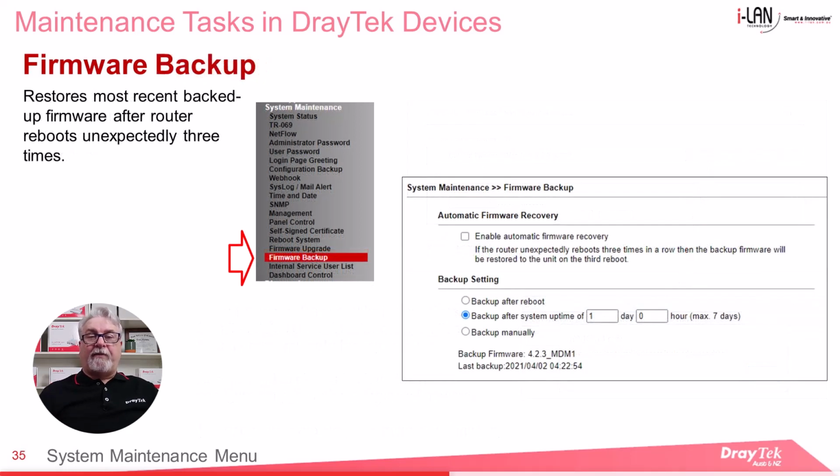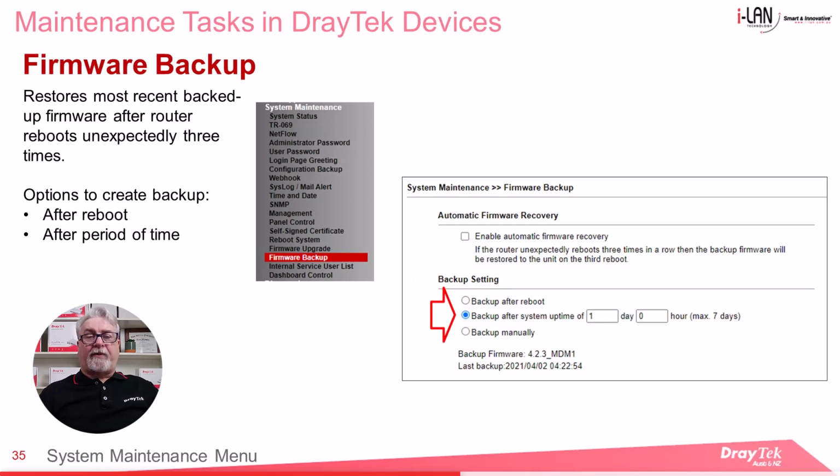Firmware Backup is a new feature added to later model routers and firmware to create a backup of the firmware. This is used by the router to restore router functionality should the running firmware become corrupted, causing the router to crash. After the third crash, the router will automatically reinstall the backed up firmware. There are three options to create a backup of the firmware. These are after a router reboot, after a specified period of time that the router has been running without issues, or create the backup manually.